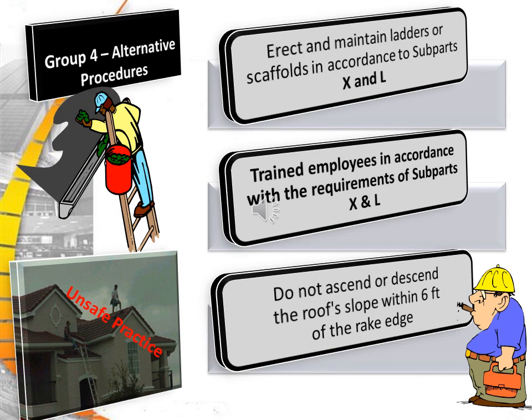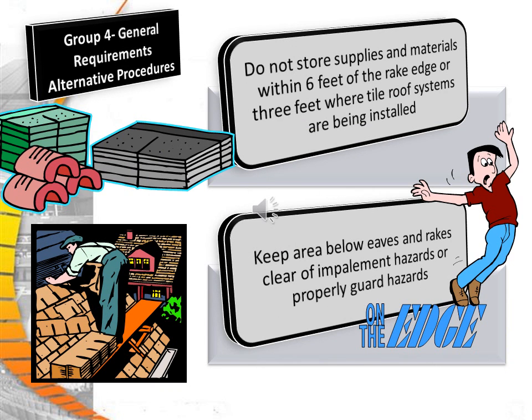Erect and maintain ladders and scaffolds in accordance with subparts X and L. Train employees in requirements of subparts X and L, and do not ascend or descend the roof slope within 6 feet of the rake edge. Group 4: do not store supplies or materials within 6 feet of the rake edge or 3 feet where tile roof systems are being installed. Keep the area below the eaves and rakes clear of impalement hazards or properly guard the hazards.